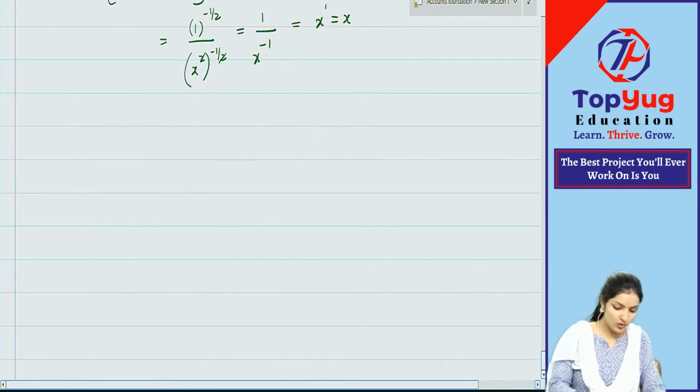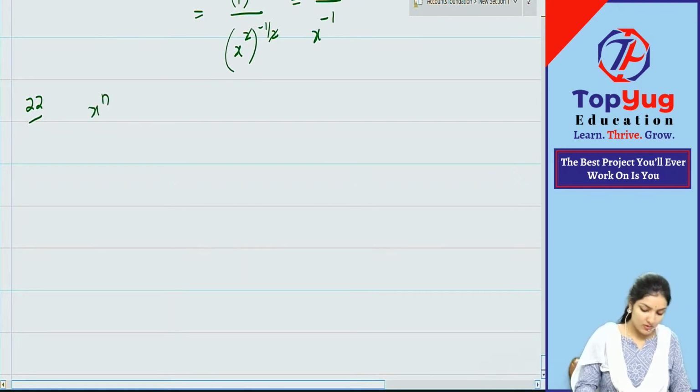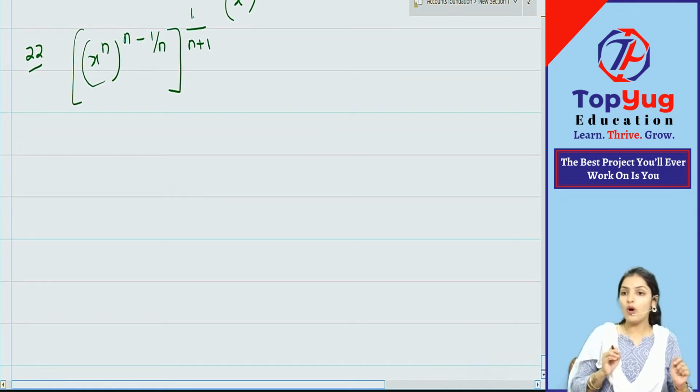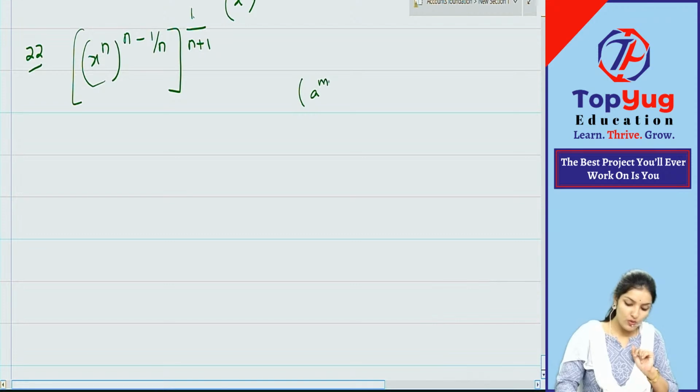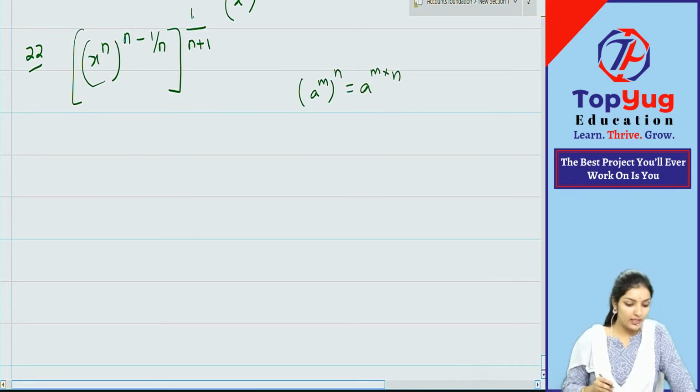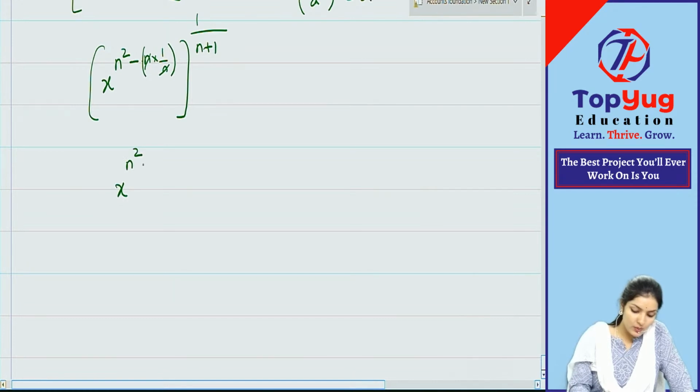Everyone done? Chalo. So I'm starting with the 22nd one. x to the power n to the power n minus 1, by n to the power 1 divided by n plus 1. Now what will I do in the first place? a to the power m to the power n is equal to a to the power m into n. I'll do that. So x to the power n square minus n into 1 by n. I have to multiply, cancel, and then divide by 1, to the power 1 divided by n plus 1. So x to the power n square minus 1 into 1 divided by n plus 1.